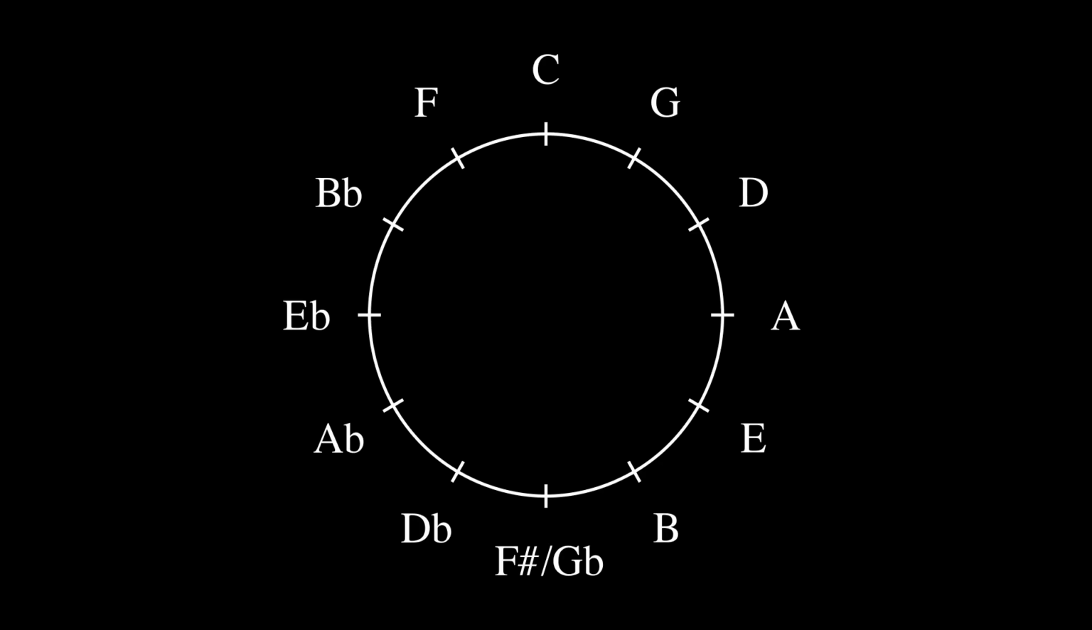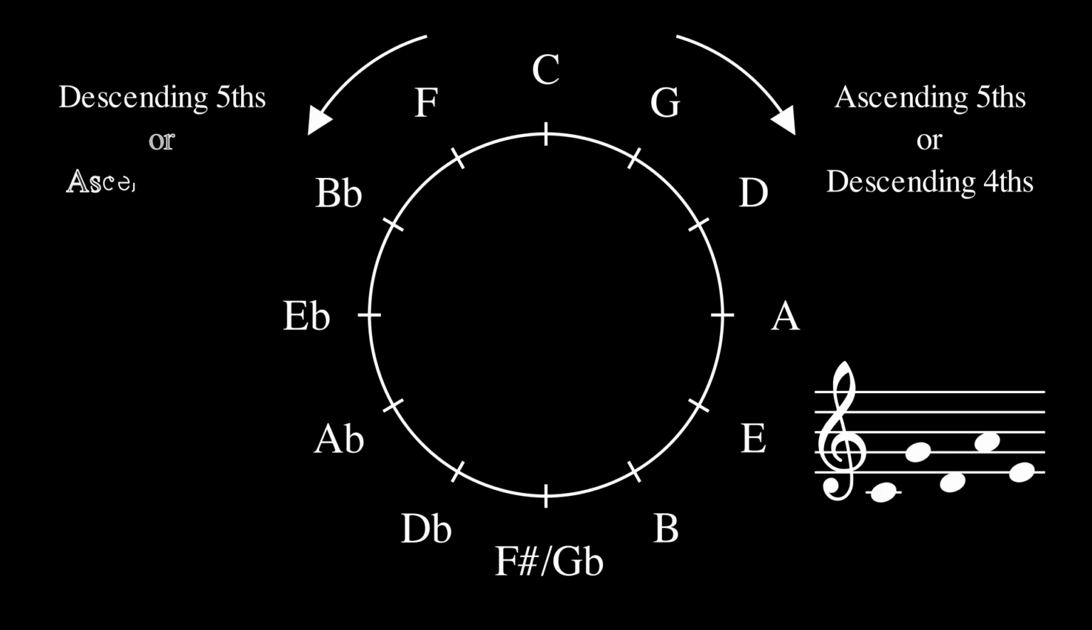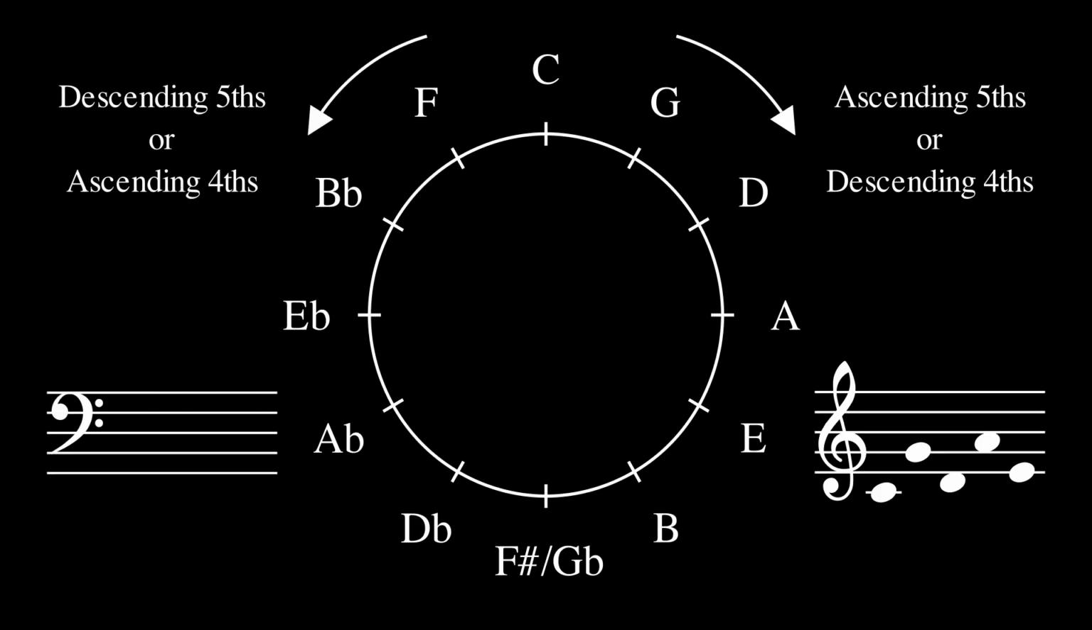The circle of fifths is an essential diagram that organizes all 12 of the unique chromatic notes in music in order of ascending perfect fifths and descending perfect fourths in the clockwise direction like this, but also in order of descending perfect fifths and ascending perfect fourths in the counterclockwise direction, like so.